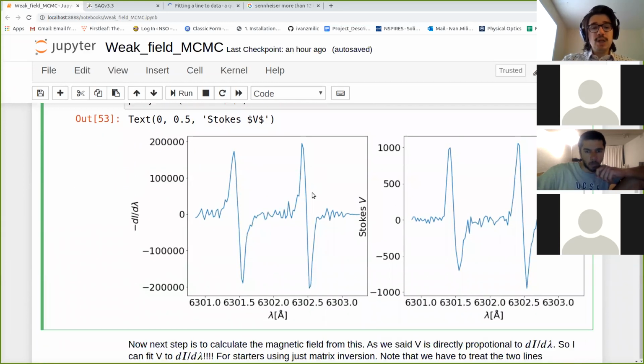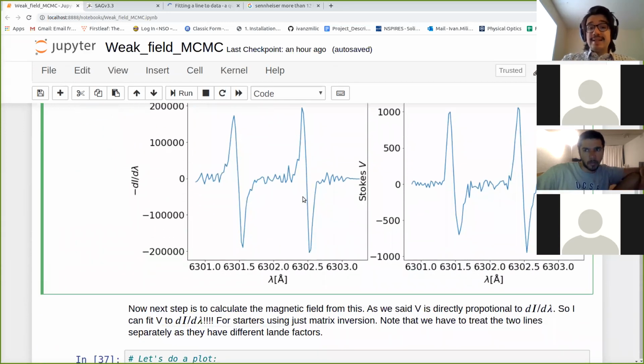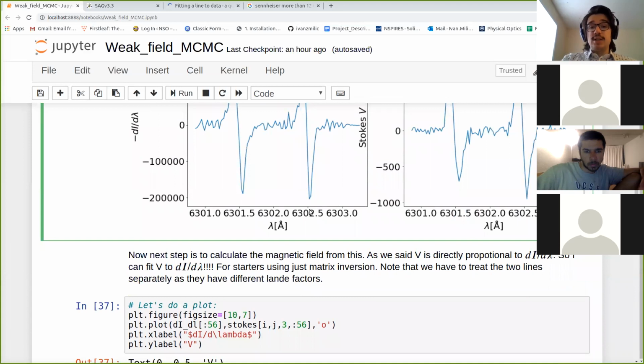Okay, cool. Now let's calculate the magnetic field from this. As we said, Stokes V is directly proportional to dI over d lambda, which means that the relationship between Stokes V and dI d lambda should be linear. We're going to start by using simple matrix inversion. I'll remind you that for linear models we don't have to do any fitting or minimization; we can just solve a linear system of equations.